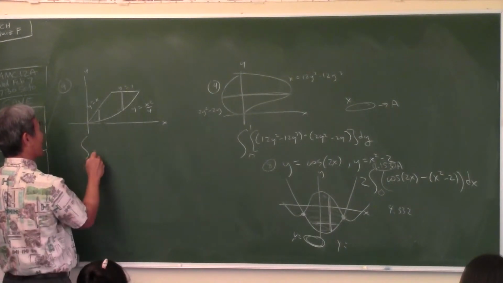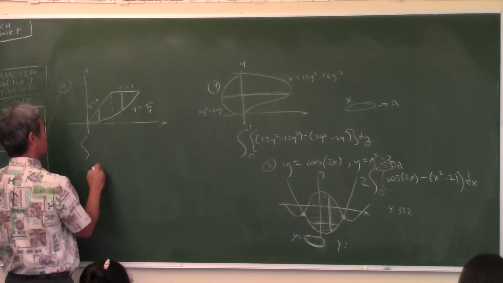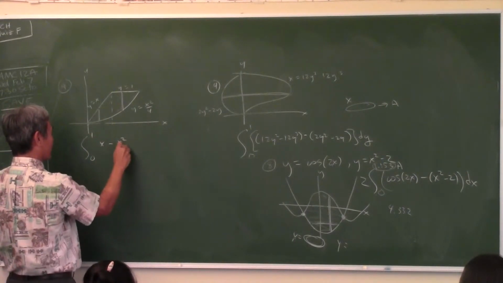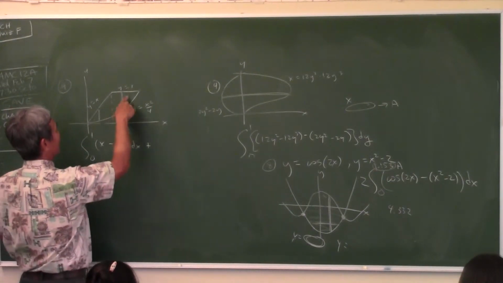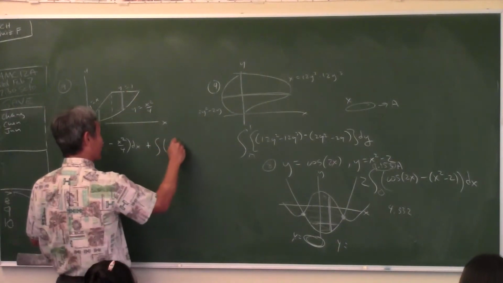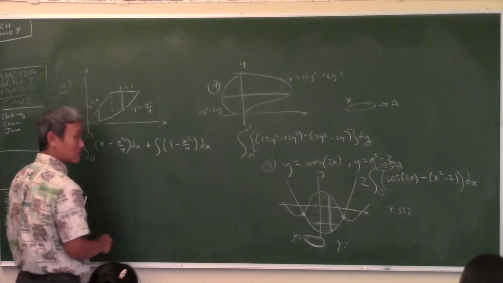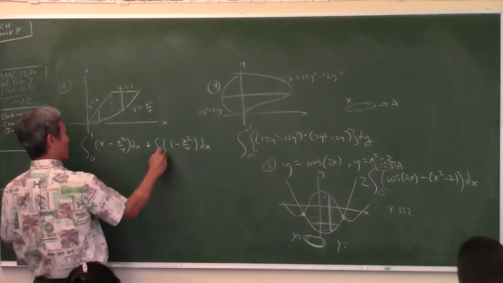One from here to here, where is here? 1. So from 0 to 1, top minus bottom dx, plus, and then how do you figure out this area here? The integral of top minus bottom. You guys understand why you have to make separate integrals? Because the top minus bottom changes. And then from 1 to 2.